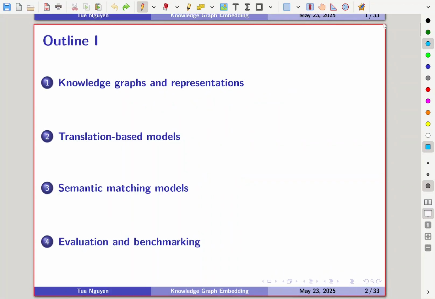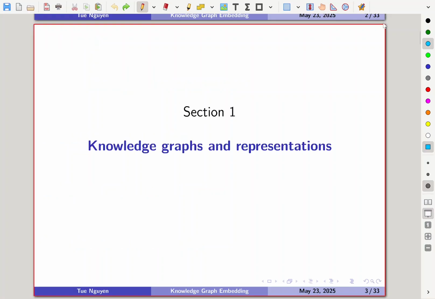So my presentation consists of four parts. Part one is about introduction to knowledge graphs and representations. Second part is about translation-based models. The third part is about semantic matching models, and the last one is about evaluation and benchmarking.